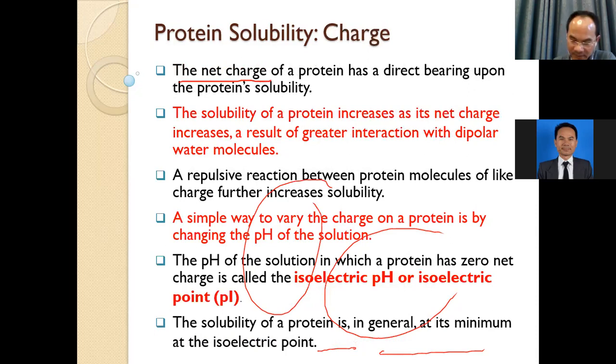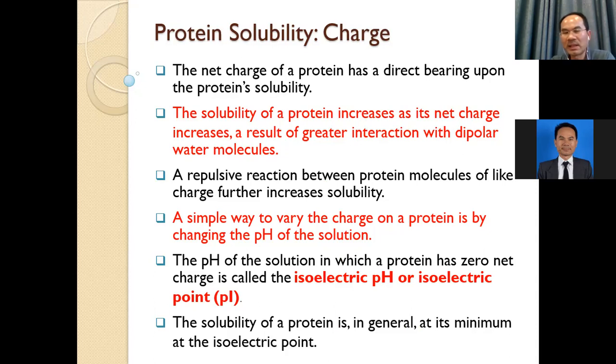The next effect we call the charge. The charge means if you dissolve a protein or amino acid in solution, it can split into positive charge and negative charge. But for protein, the amino acid is a special case. We call it a zwitterion. We have the net charge, which is maybe 0 at pI. I will talk to you about that later. In this case, the net charge of the protein has a direct impact on the protein solubility. Protein solubility increases as its charge increases.